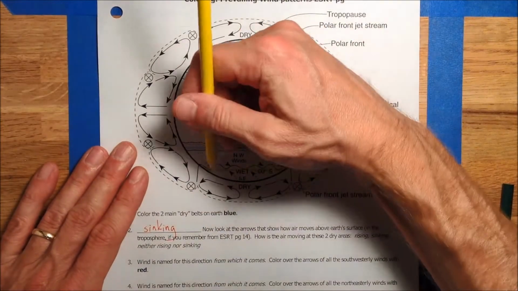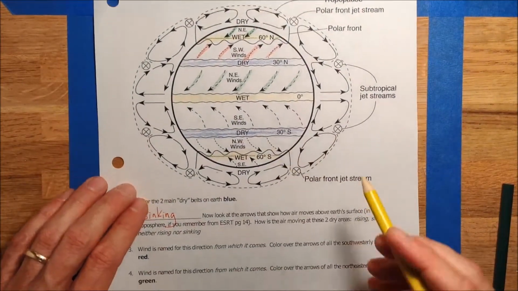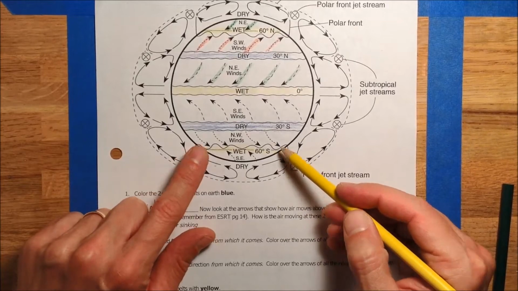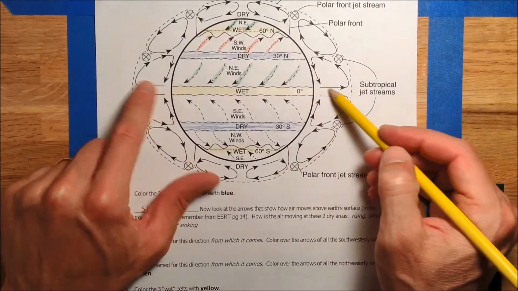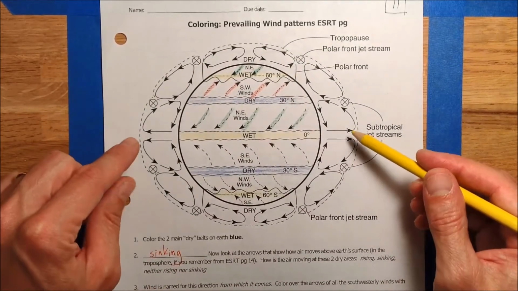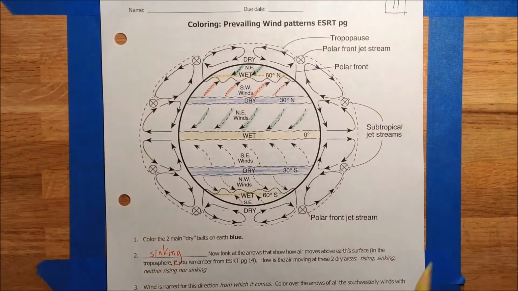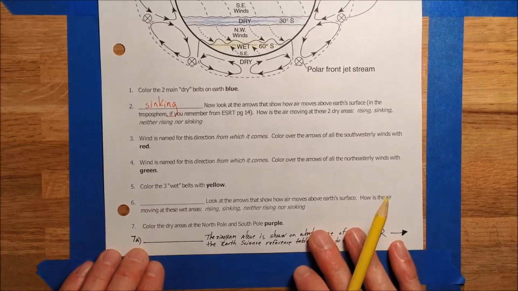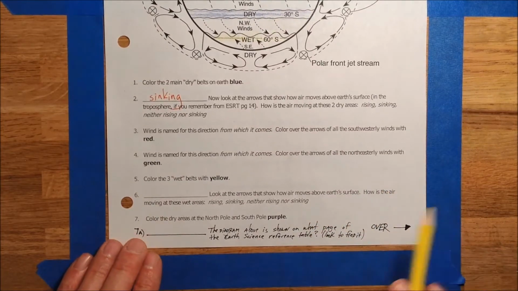Yellow doesn't show up that great, but these are the areas where it's wet. Please note, I will point wherever the air is rising. Right here, the air is rising. Here air is rising. Here air is rising. It will be wet, and where the air is sinking, it's going to be dry. That's an important concept here that we'll get to later on.